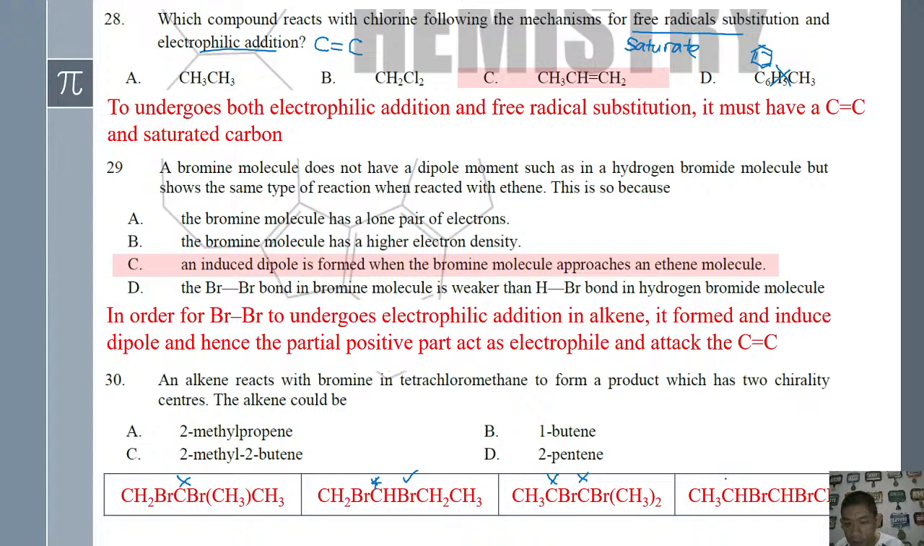And then for D, is there any chiral carbon atom in here? So you have this one as a chiral carbon atom and 2 chiral carbon atoms in here. Okay, so B only has 1. Sorry, the question asks for 2 chiral carbons. Okay, so the best answer in here is D.